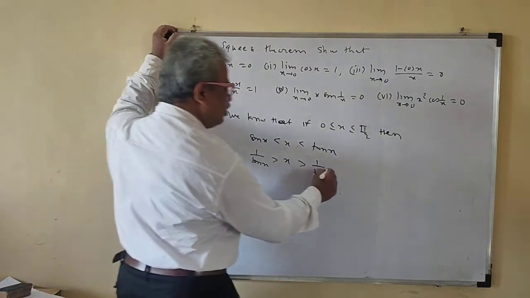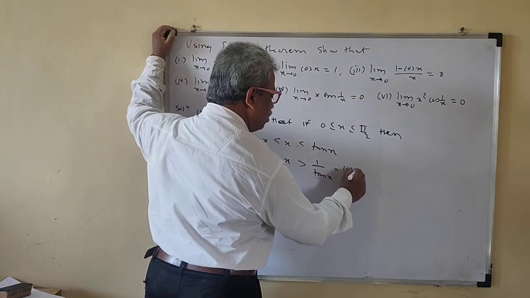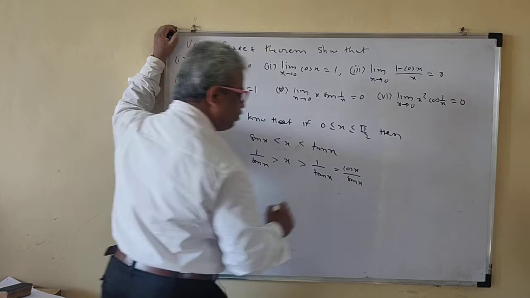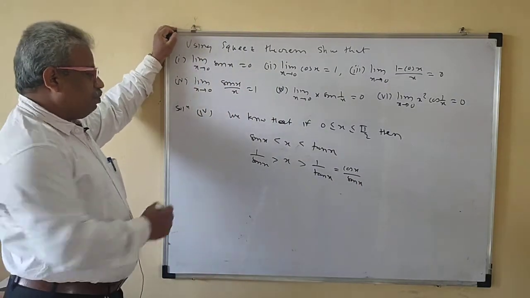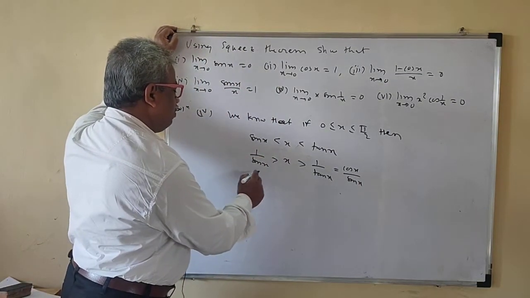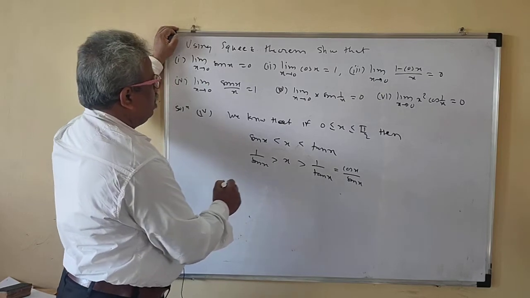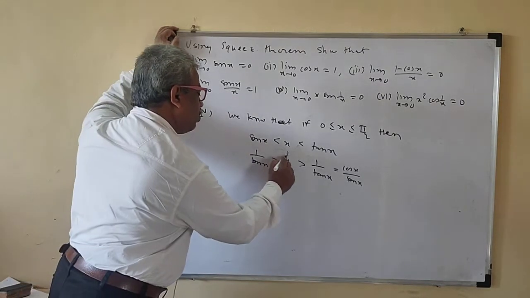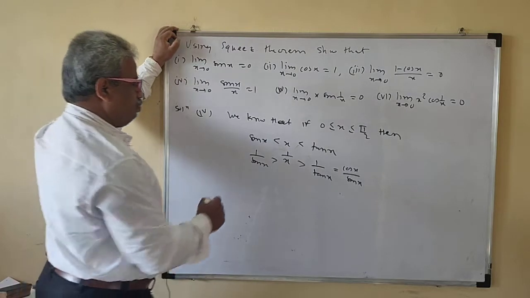So 1 upon tan x means what? This is cos x upon sin x. Okay, we'll multiply by sin x. Here there should be 1 upon x. So this will multiply by sin x.